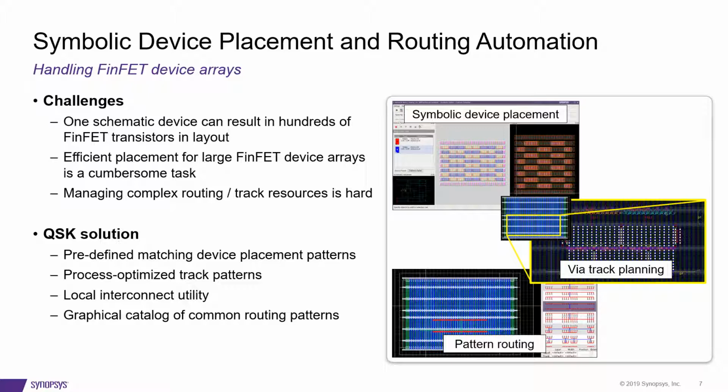Now that we have placed these transistor arrays, we need to bring transistor connections to the first metal for completing the routing. Transistor local interconnect utility helps with transistor connections and efficient track management. And finally, use the built-in router, which is a graphical catalog of common routing patterns to complete routing of FinFET arrays.